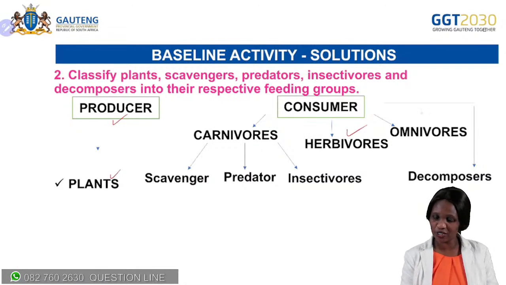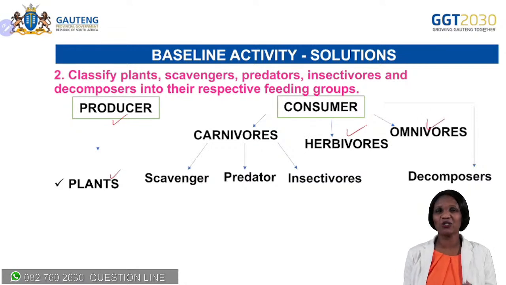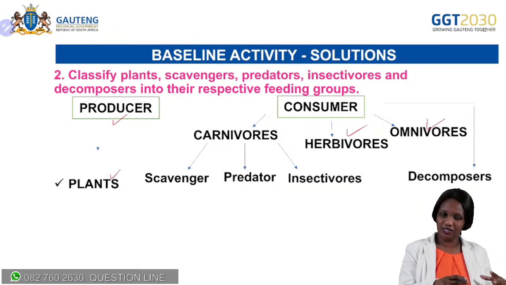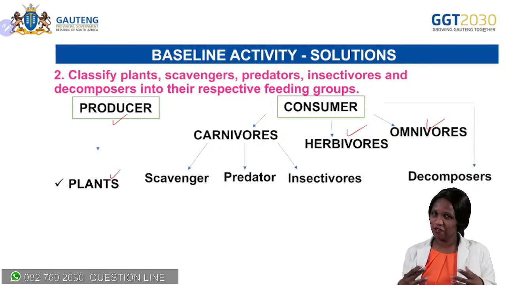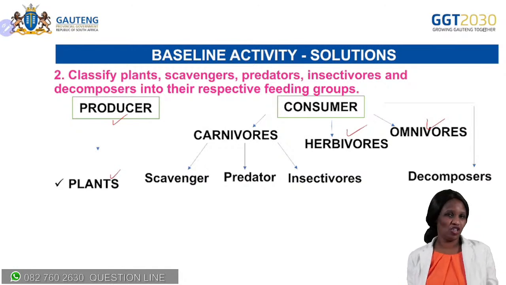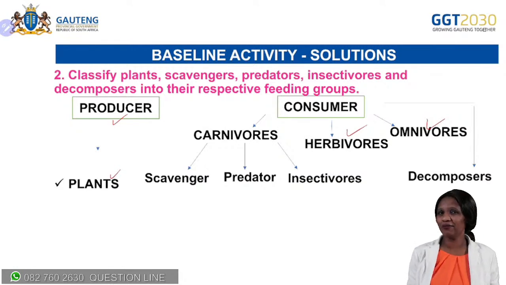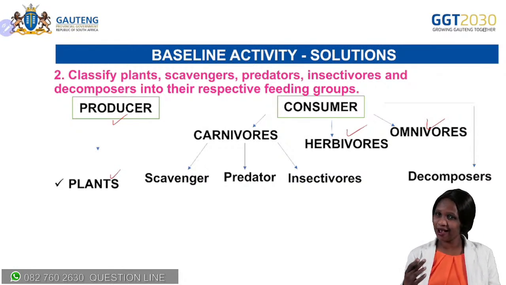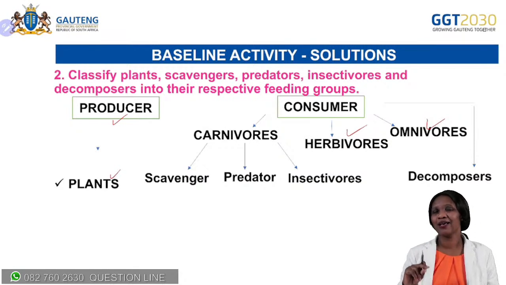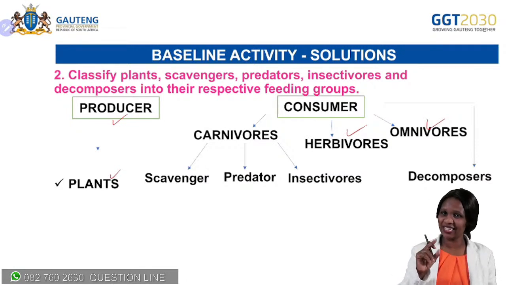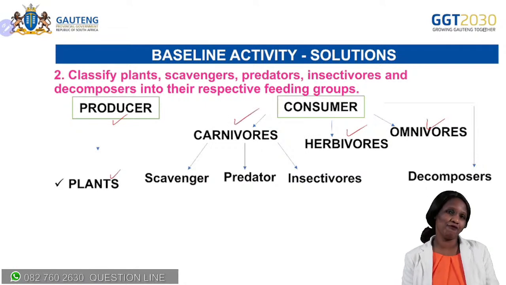For example, we've got omnivores. Omnivores are those animals that will eat plants and they also eat meat. For example, human beings, dogs, and even pigs. They are omnivores. And then we've got a certain group of animals that don't eat plants, but they eat what? They eat other animals. These are carnivores.